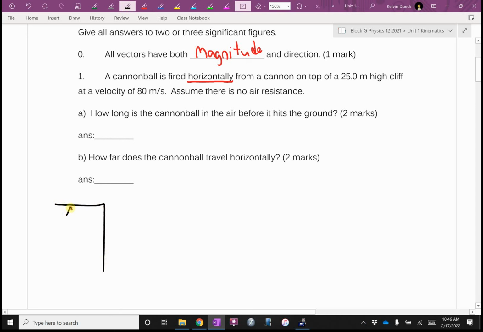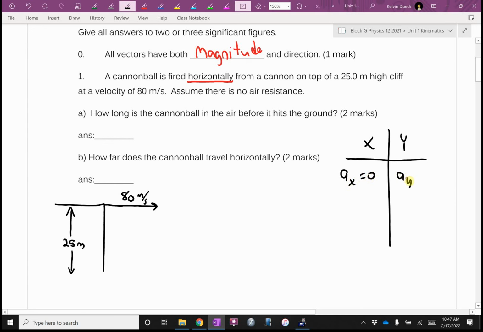Looks like we have a 25-meter high cliff, and we're launching it horizontally at 80 meters per second. If I make a t-table, I know AX is 0, I know AY is negative 9.8, and for this question VX is 80, and dy is negative 25. Uh-oh, I only know two things. I need three things to find a fourth.